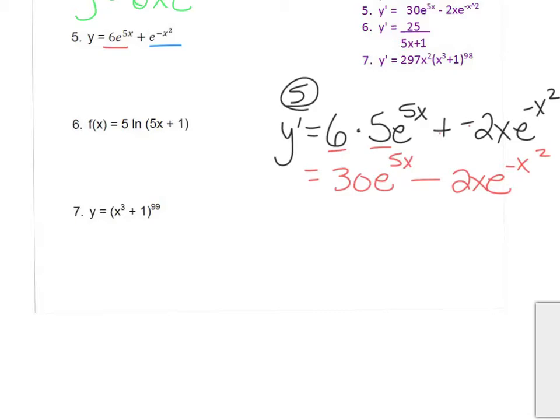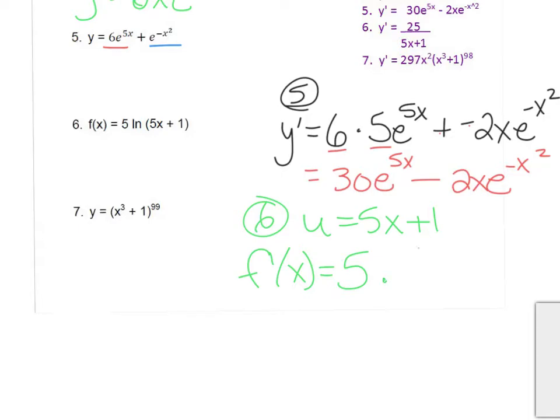So for 6, I'll do that over here. The inside function is 5x plus 1. So the derivative, the coefficient of this leading 5 carries down. Oops, I'm sorry. Then I have to do u prime. So the derivative of 5x is 5, and then times the derivative of ln, which is 1 over the argument. So to simplify this, I'm going to do 5 times 5 in the numerator. And then the 5x plus 1 is the denominator.